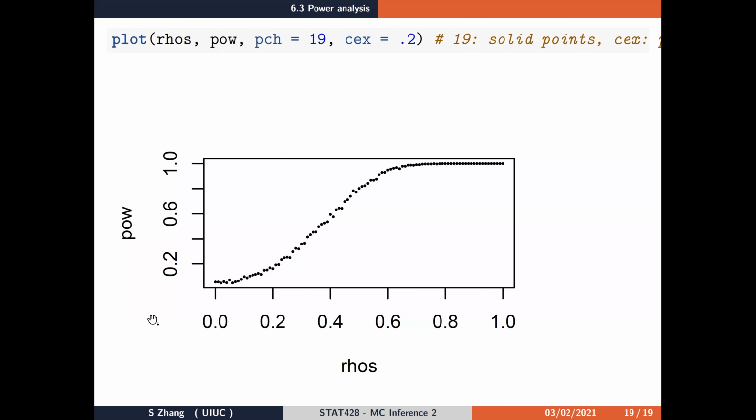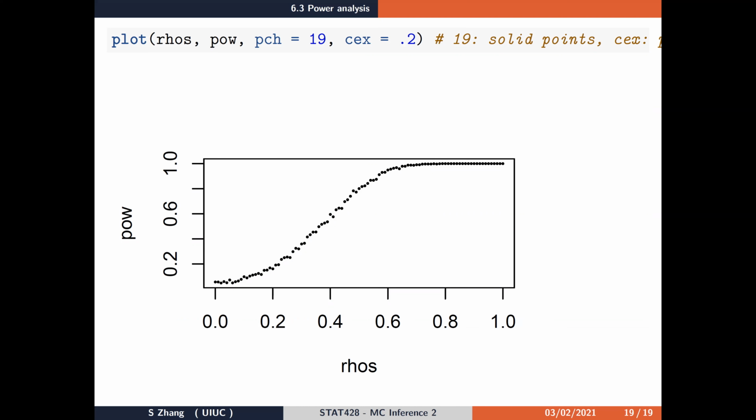So here's the scatter plot. Like I said, the x-axis is the rhos ranging from 0 to 1 at the increment of 0.01, and the y-axis is the power, which is the proportion of times out of the 1,000 times that we rejected the null when the rho is given by this particular value.